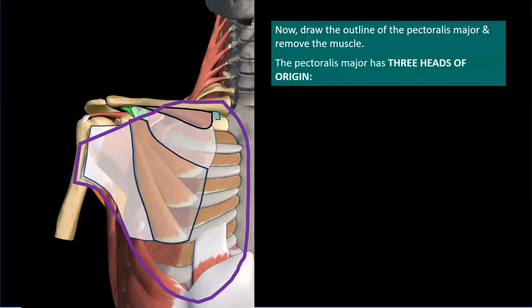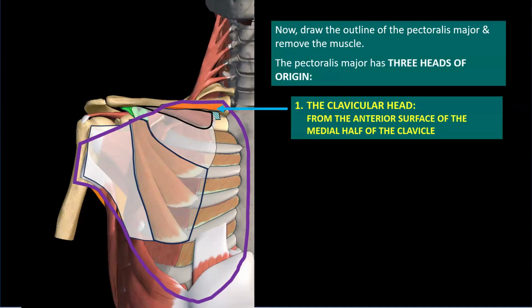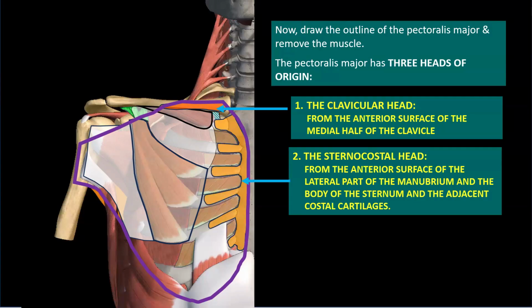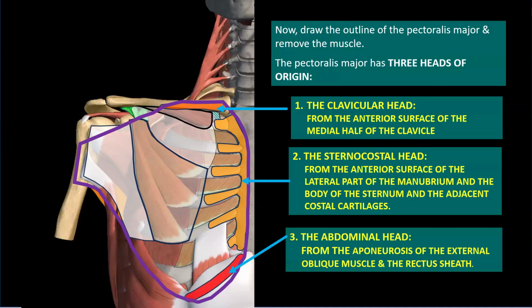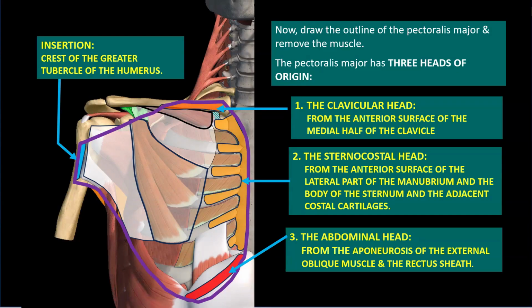The pectoralis major has 3 heads of origin. 1. The clavicular head from the anterior surface of the medial half of the clavicle. 2. The sternocostal head from the anterior surface of the lateral part of the manubrium and the body of the sternum and the adjacent costal cartilages. 3. The abdominal head from the aponeurosis of the external oblique muscle and the rectus sheath. Insertion to the crest of the greater tubercle of the humerus.